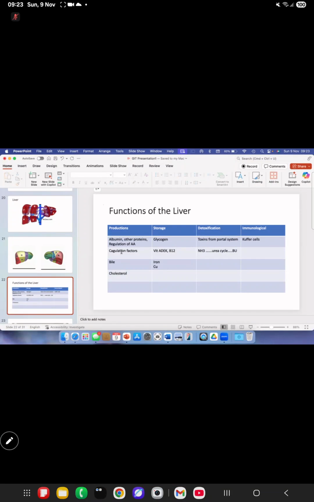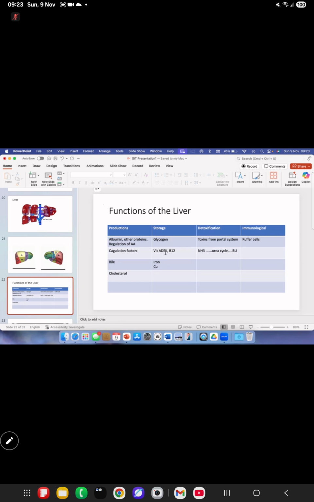Clotting factors will not be formed and they start bleeding. That's a problem. INR might go up, APTT might go up. So this is a problem. And regarding storage, I said liver failure might precipitate a hypoglycemic attack. This is the reason: glycogen storage is less, and then new glucose will not be produced to the circulation, causing hypoglycemia.